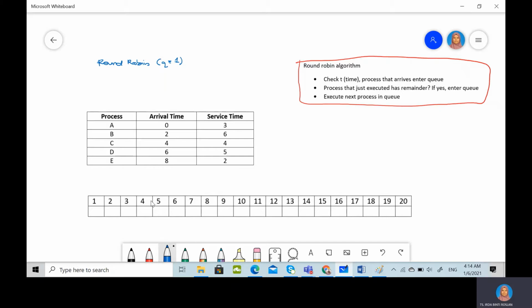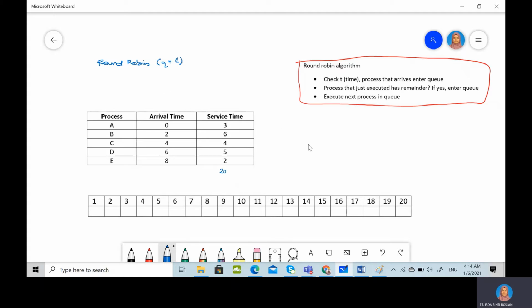To start getting the finish time for all the processes, we first need to calculate the total service time. If you calculate the total service time here, you will get 20: 3 plus 6 plus 4 plus 5 plus 2 equals 20. So what we do first is draw a timeline here, starting with 1 until 20. That's the first thing.